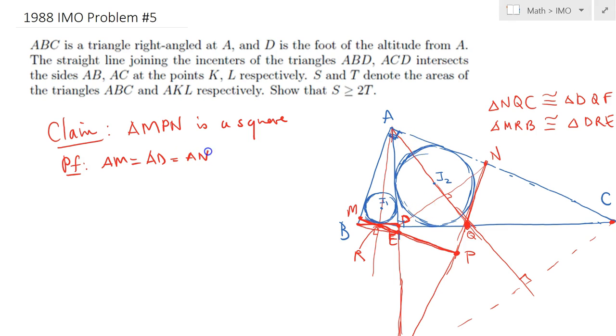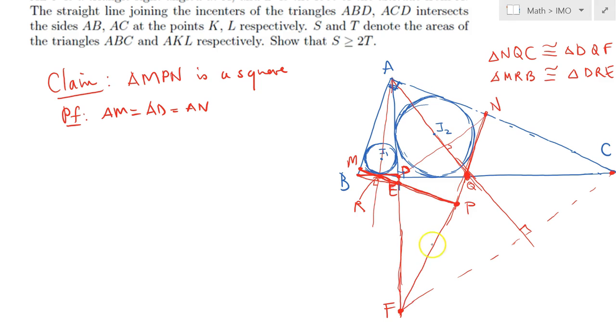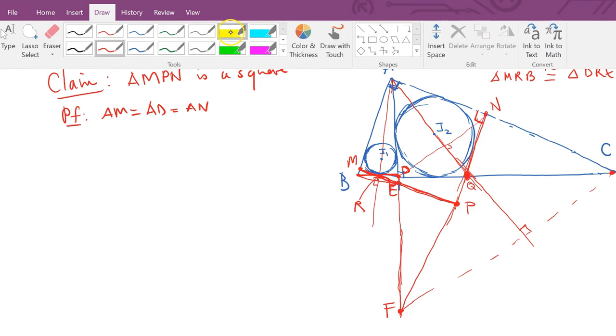AD is equal to AN because the points D and N are simply reflections of each other across the angle bisector AI2. And finally, I would like to observe that this line NF is perpendicular to the line AC. So I claim this is a 90-degree angle. So let me actually, probably I should highlight things around.